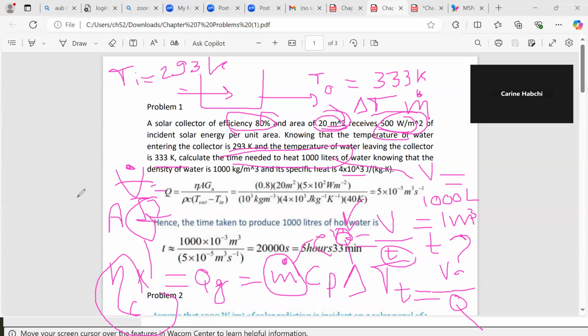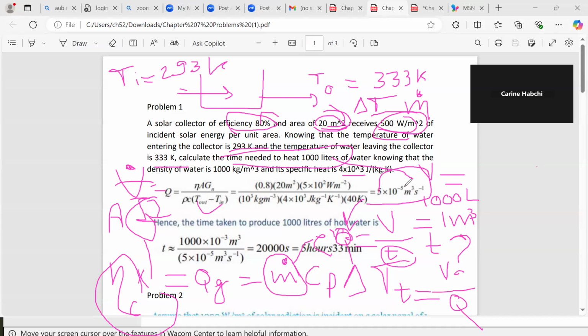Just pay attention to your units. I repeat, A in meter square, G in watt per meter square, rho in kilogram per meter cube, C in joule per kilogram Kelvin, and T in Kelvin or degrees, it doesn't matter because it's delta T. Okay, so I get my volumetric flow rate in meter cube per second.